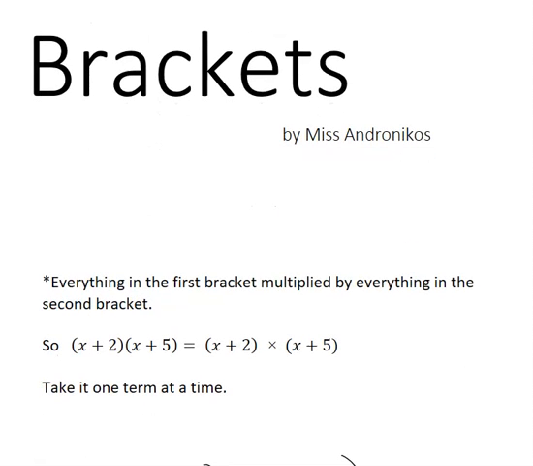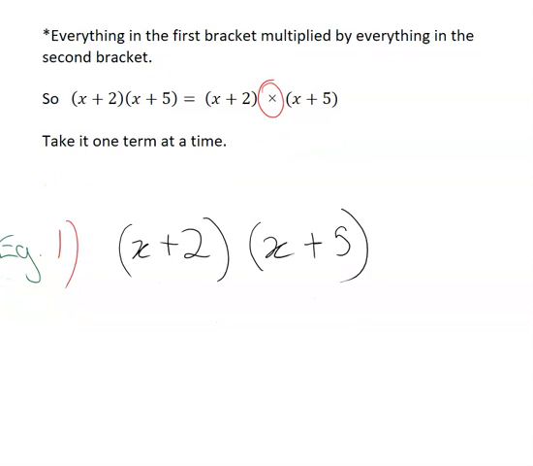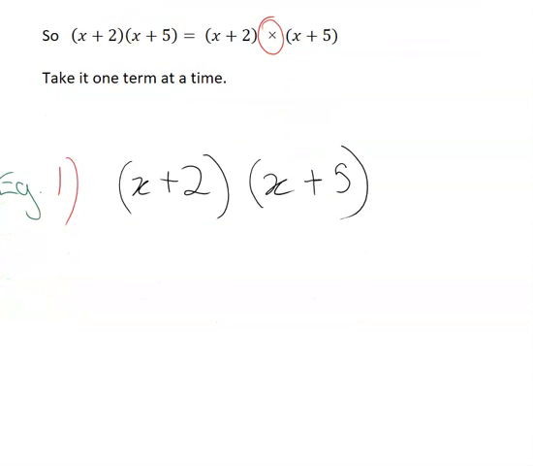When we talk about expanding double brackets, it's everything in the first bracket multiplied by everything in the second bracket. So you can see with these two brackets up against each other, the x plus 2 right up against the x plus 5, it's essentially adding a multiplication sign in between them. Let's go one term at a time. I'll use this example to start.